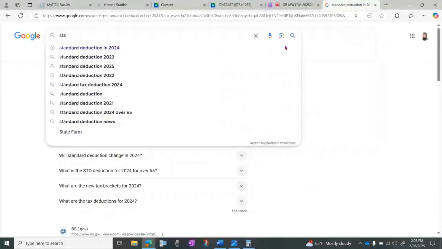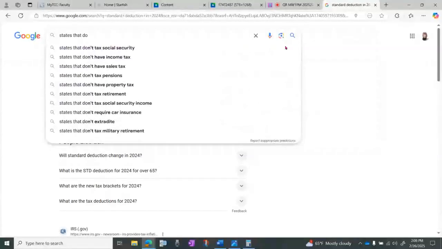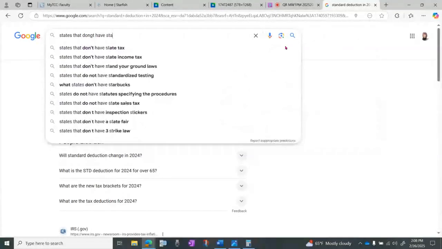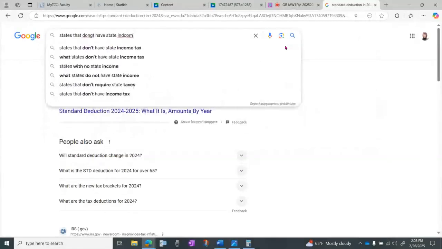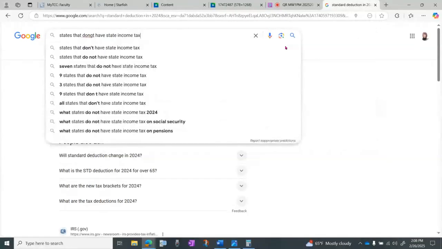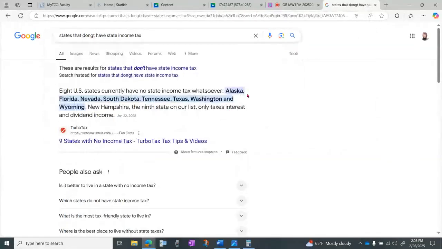States that don't have state income tax: Alaska, Florida, Nevada, South Dakota, Tennessee, Texas, Washington, and Wyoming. That's why a lot of people want to move to Florida, right? Not only good weather, but also no state income tax. But they still have to pay federal income tax and the FICA.